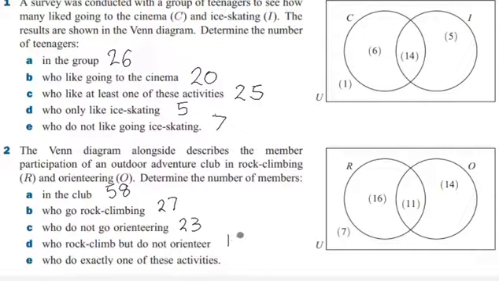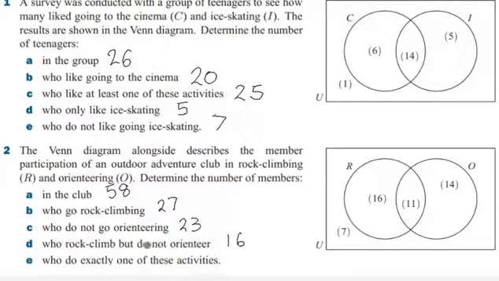And then E says those who do exactly one of these activities. Now this is different from number 1C. It's different from what we have here. It says those who do exactly, not at least. At least and exactly are different. At least is minimum. Exactly means what it is, exactly.